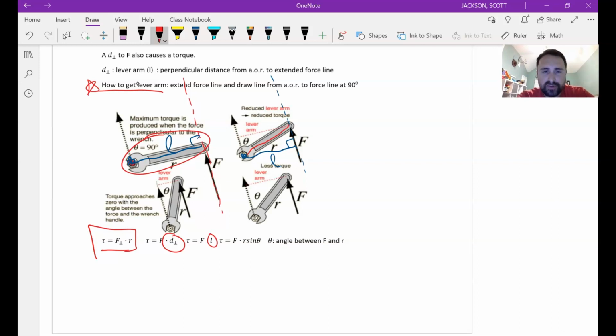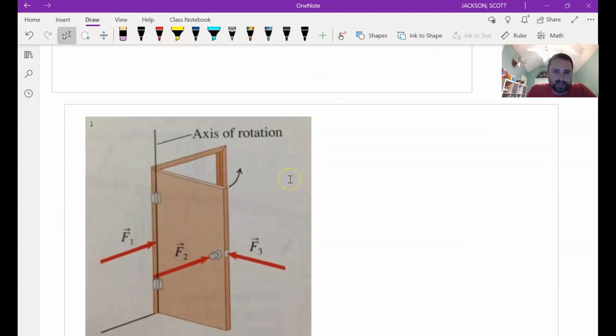Or excuse me, this blue line is my lever arm, and that is a component. And we've seen this over and over again, that components are always less than hypotenuses. Here it's even more exaggerated. Force line, extend that out, axis of rotation to that force line, there's your lever arm. So that's lever arm. Now let's look at some scenarios where there'll be different ways to look at it.